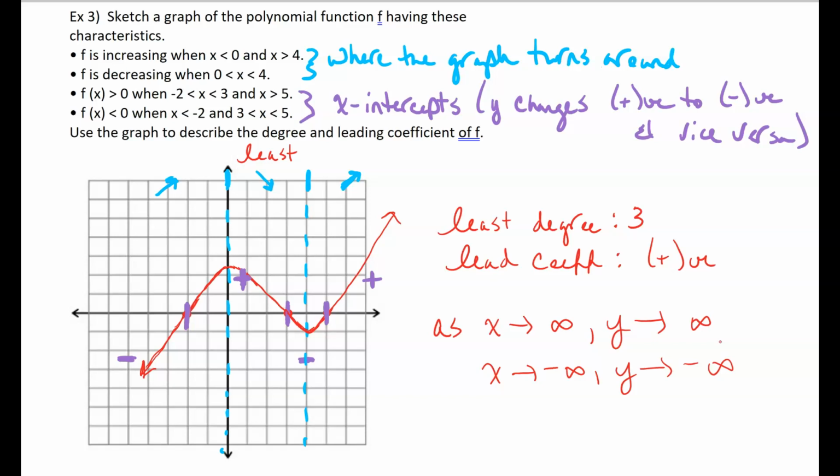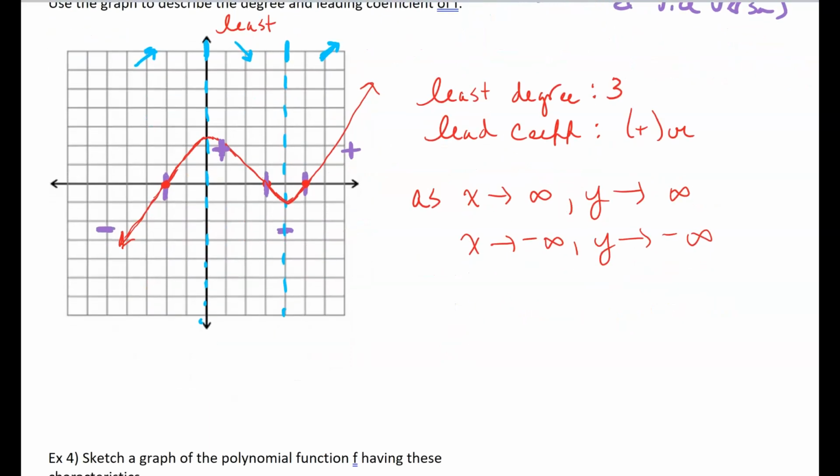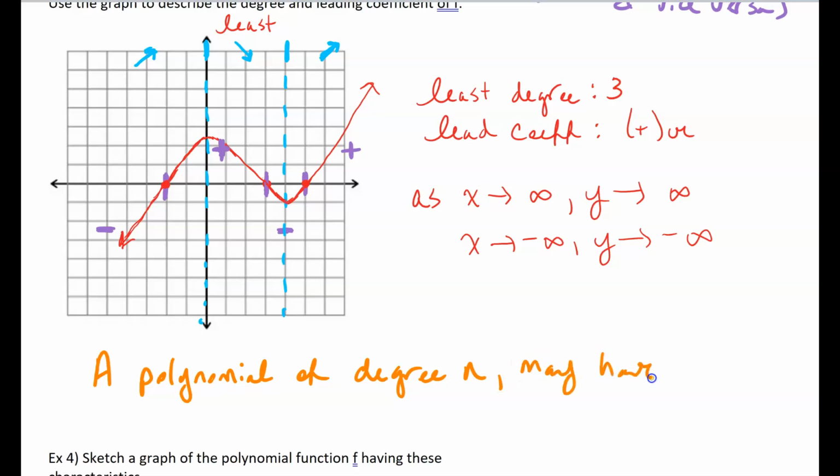There was one other thing I forgot to mention earlier. One of the rules on graphs of polynomials, I'll just write this underneath: a polynomial of degree n may have up to n minus 1 turns.